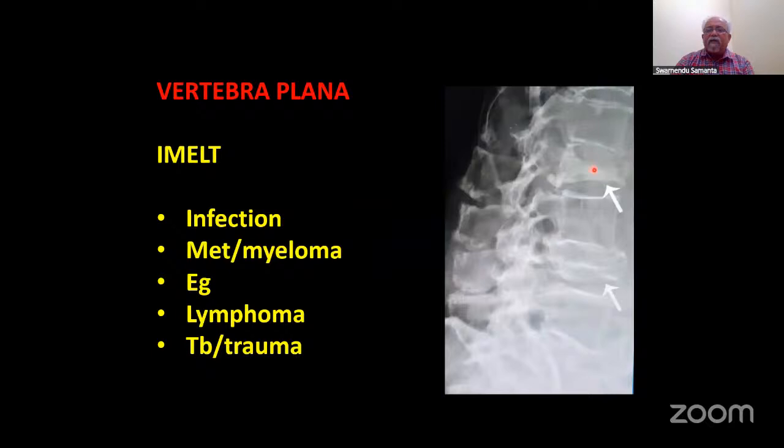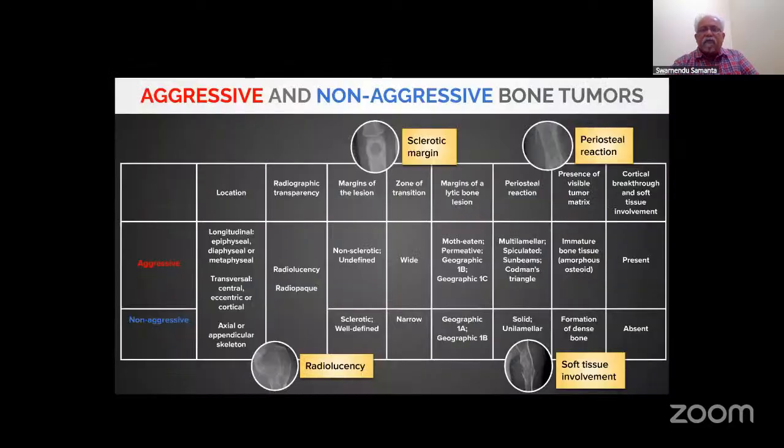Then vertebra plana, you see this, and sometimes you will find that this is a compression fracture. This is not only trauma. The mnemonic for vertebra plana is EIMLTT, that means infection, metastasis or myeloma, eosinophilic granuloma, lymphoma, tuberculosis and trauma. So remember, that mnemonic is for the vertebra plana.